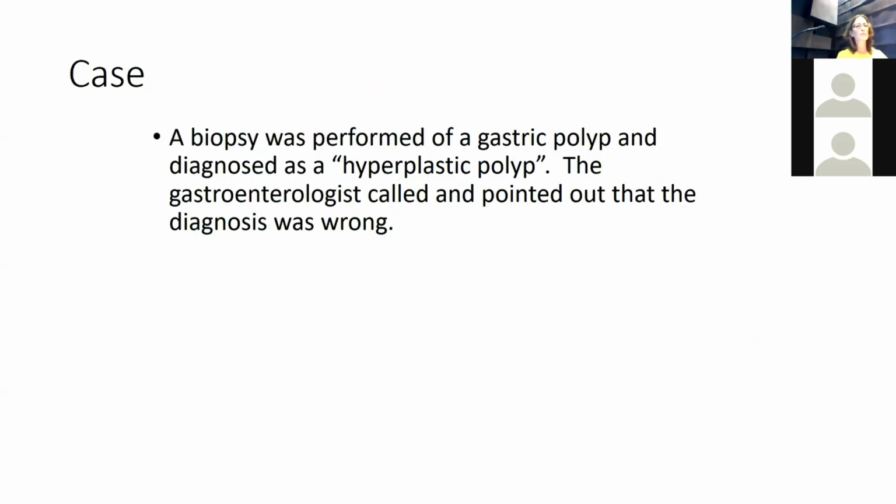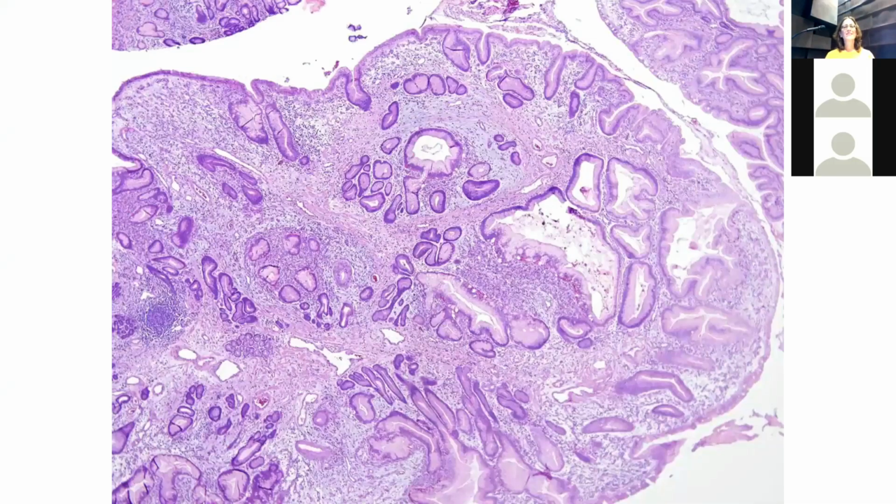Now we're in polyps. So a biopsy was performed of a gastric polyp, and I diagnosed it as a hyperplastic polyp. The gastroenterologist called me and she laughed at me. Thanks. All right, let's look at what I did wrong. Okay, so here it is. So it's got some foveolar hyperplasia. Now there is this funny smooth muscle, but I assumed it was tangentially embedded and prolapsed.